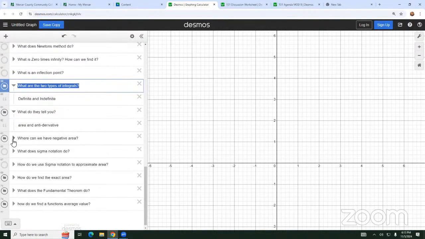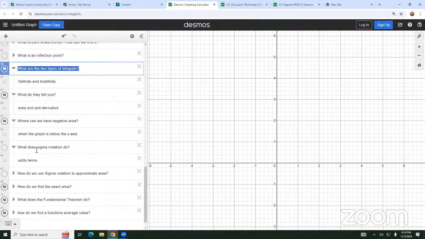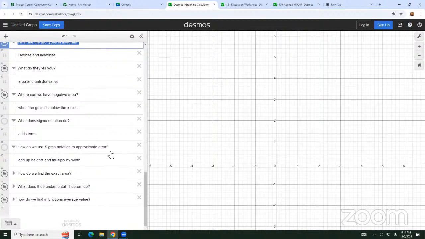Okay, good. Where can we have negative area, Eric? When the graph is below the x-axis, of course. Very good. Acacia, what does sigma notation do? Adds terms. All right. Pavani, how do we use sigma notation to approximate area? Add up heights and multiply by width. Yeah, so we get little areas of rectangles, is what we do. Okay, Pam, how do we find the exact area?